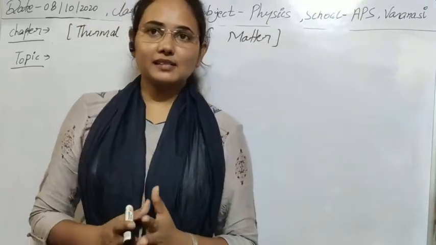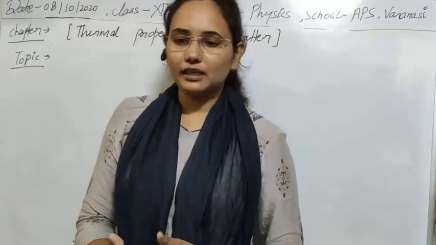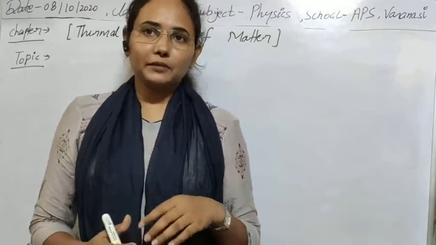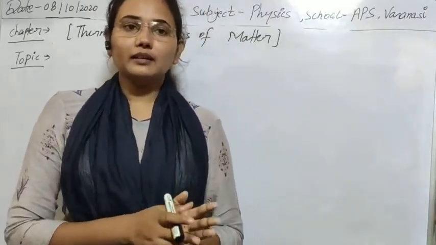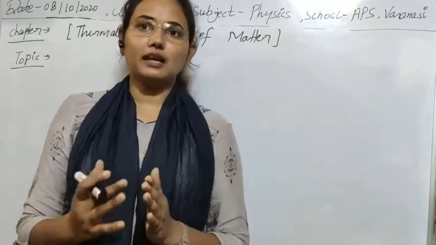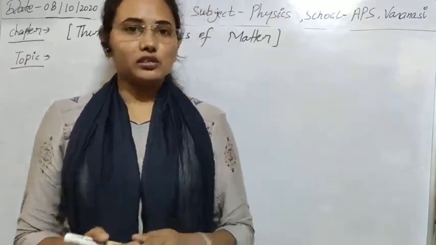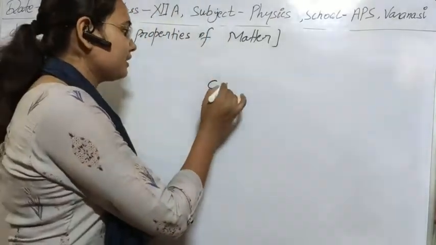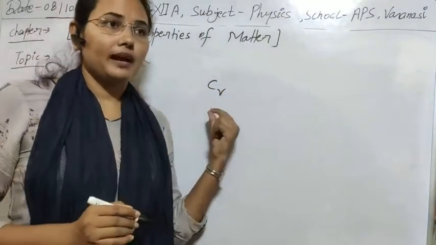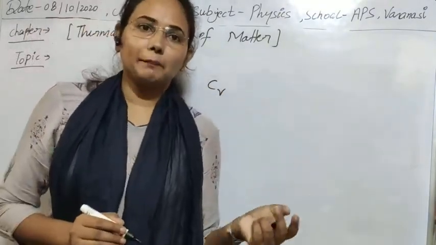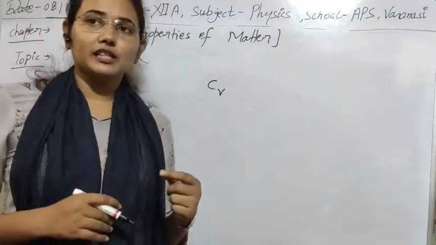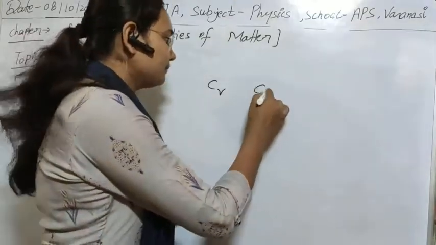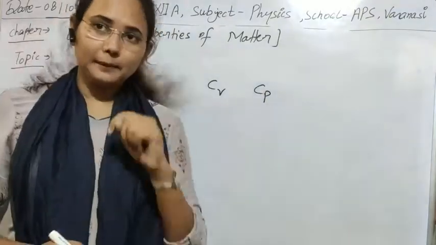The specific heat of gases is of two types. As I have told you, if we keep the volume of the gas constant, then the specific heat is known as specific heat at constant volume, represented by small cv. And if we keep the pressure of the gas constant and calculate the specific heat, then this is called specific heat at constant pressure.